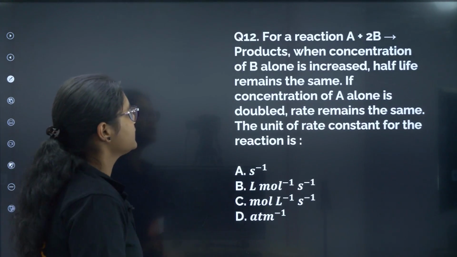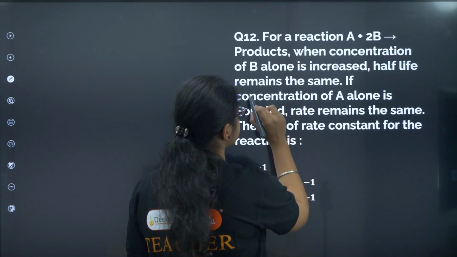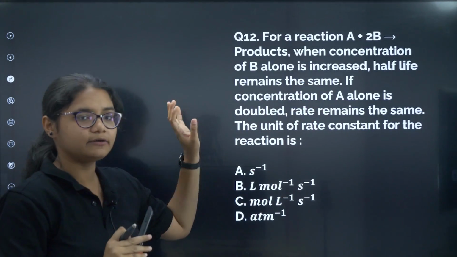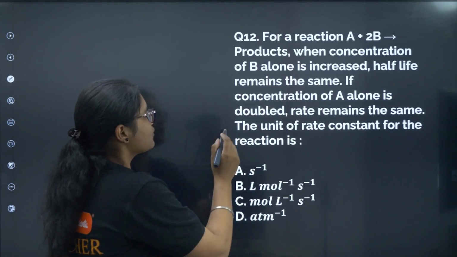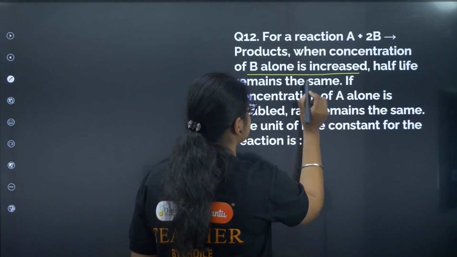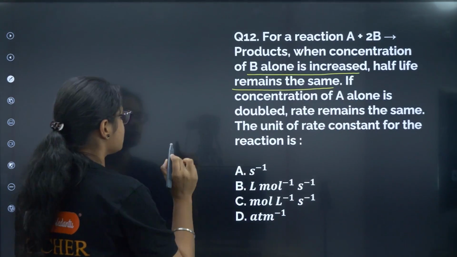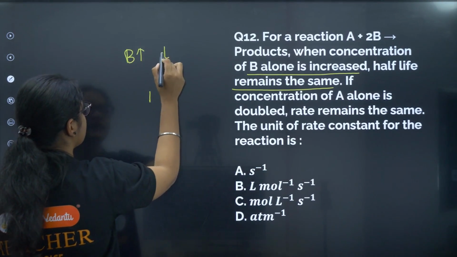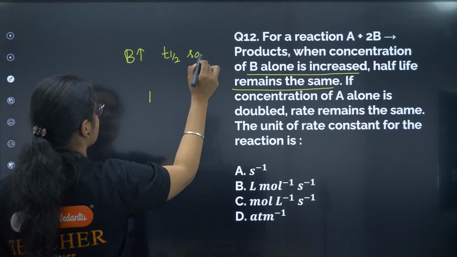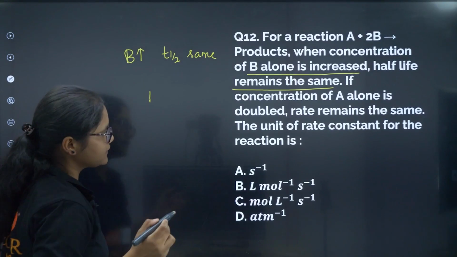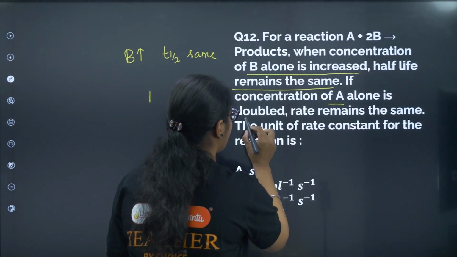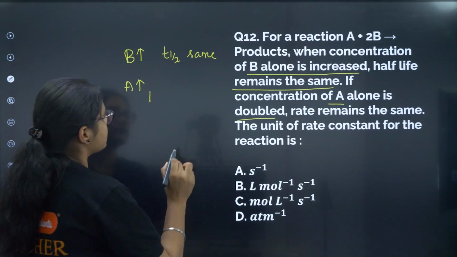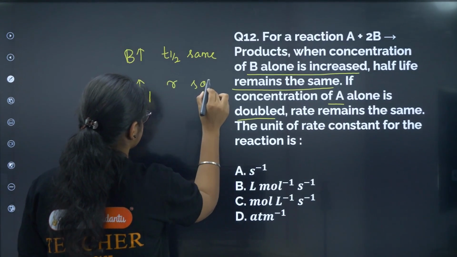Next, for a reaction A plus 2B gives products, when the concentration of B alone is increased. This question you have to pay a little attention to and understand the meaning. When the concentration of B alone is increased, the half-life remains the same. So what is it telling? B concentration is increased and T half is the same. Next, let us read the next part. When the concentration of A alone is doubled, the rate remains the same.